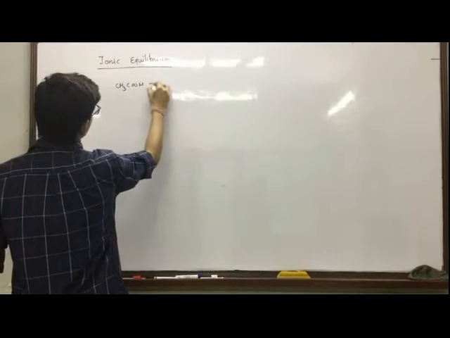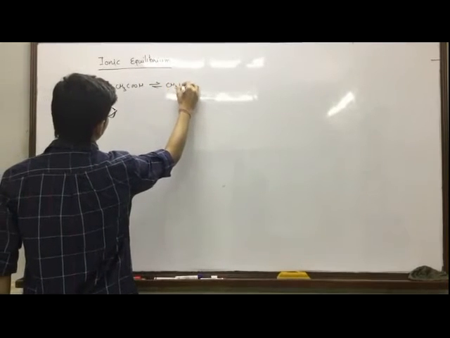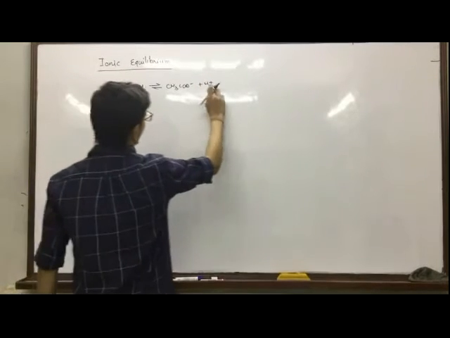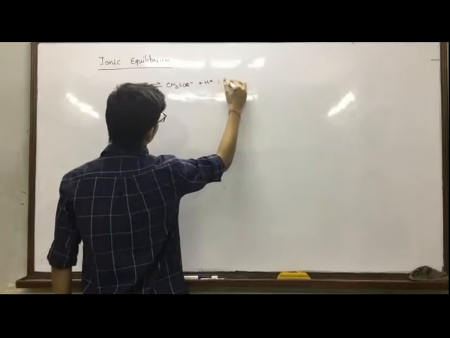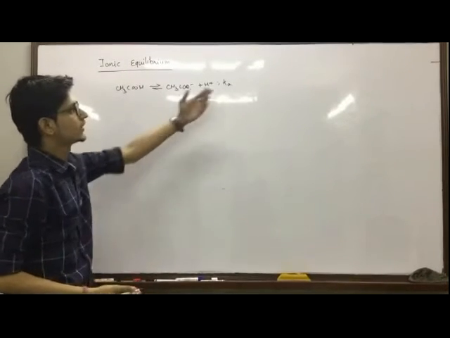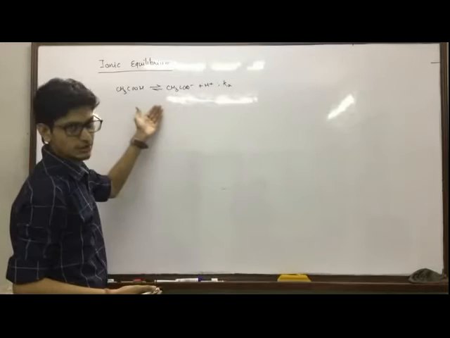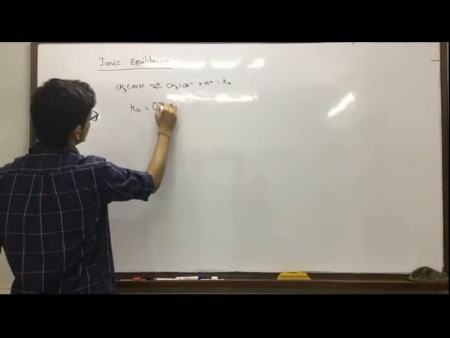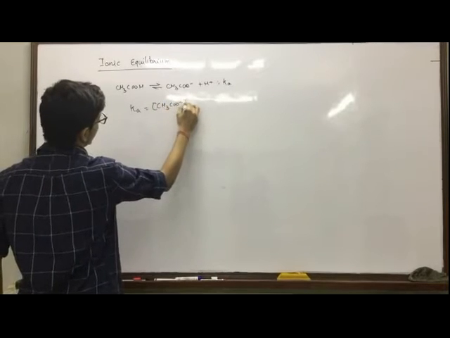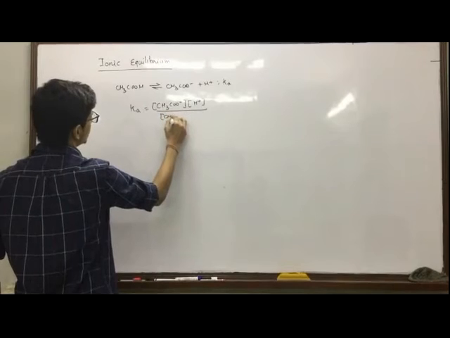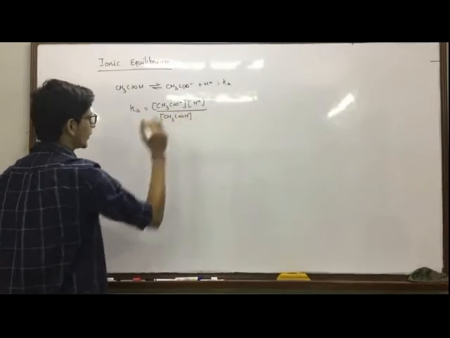This acetic acid is going to dissociate into acetate ion and H plus ion. So for this reaction, the equilibrium constant is going to be Ka. Now, when we are asked to write the equilibrium constant relation for this equilibrium, K is equal to the concentration of acetate ion times the concentration of H plus ion upon the concentration of acetic acid.